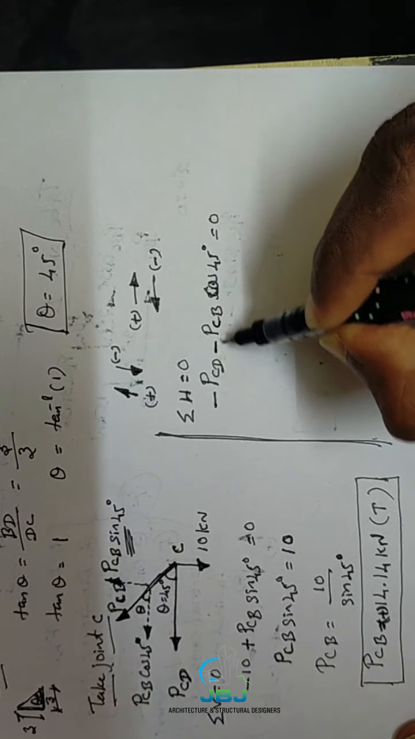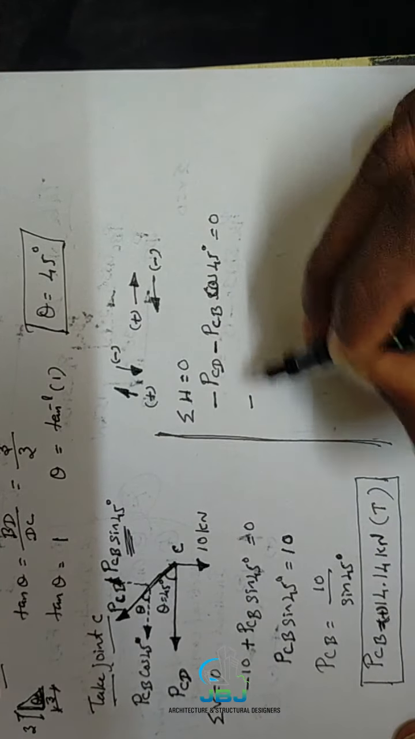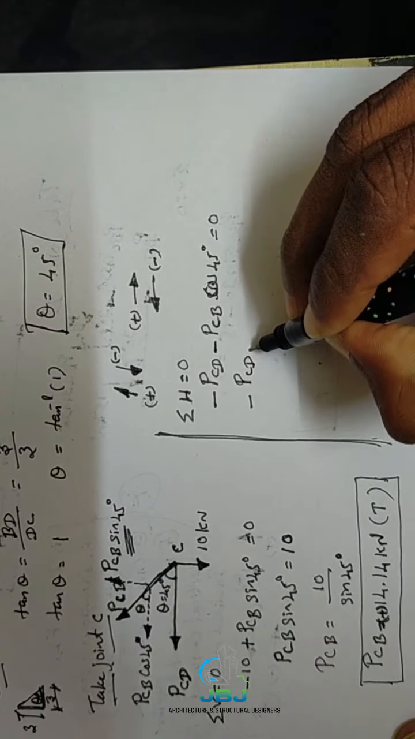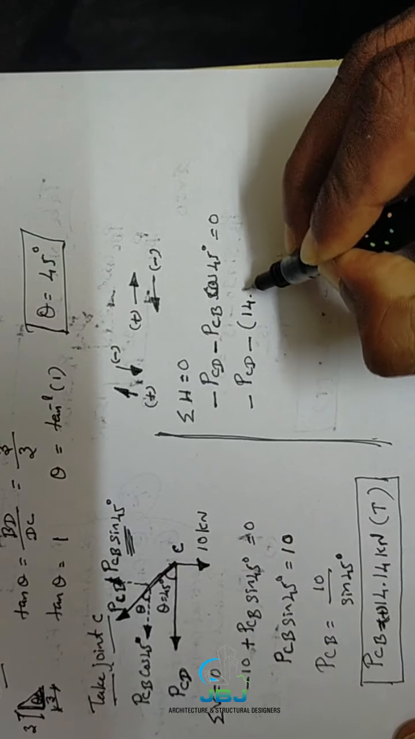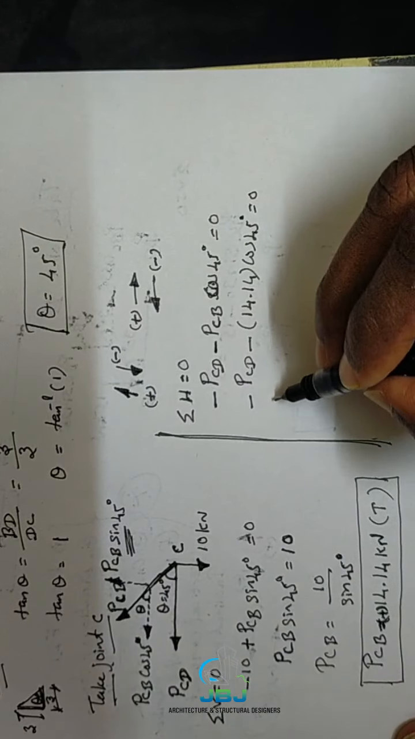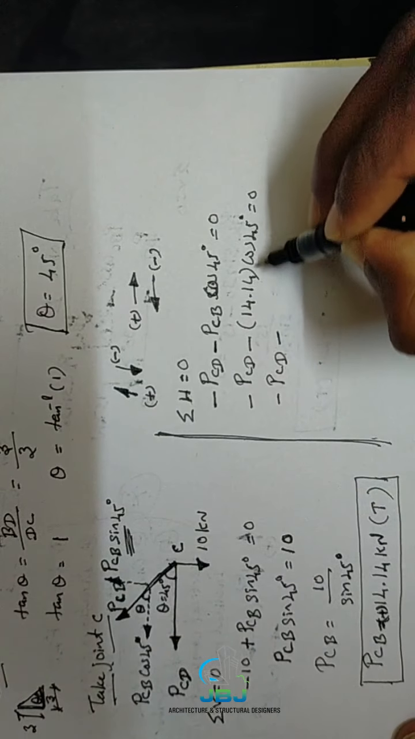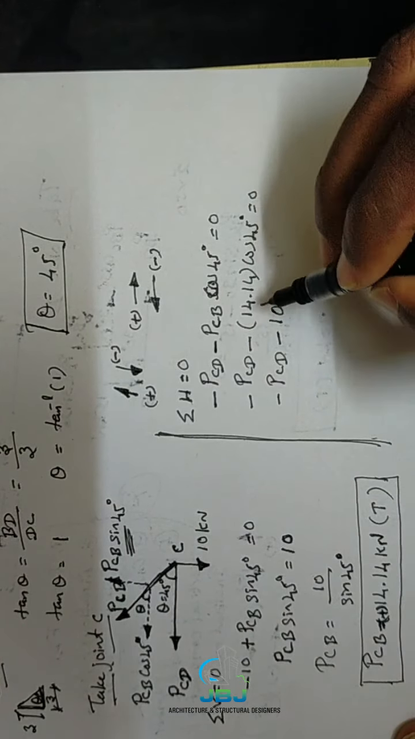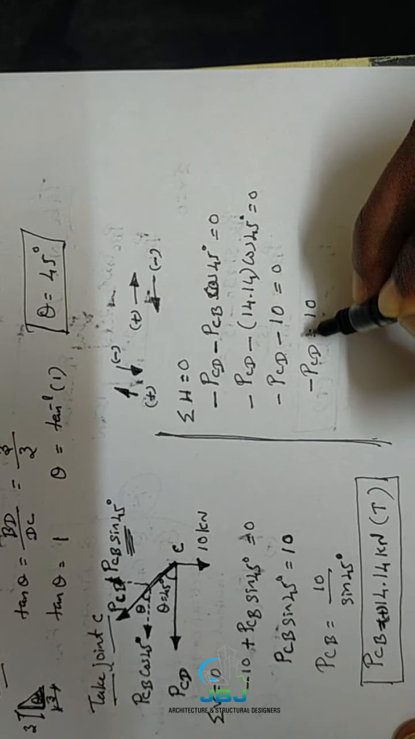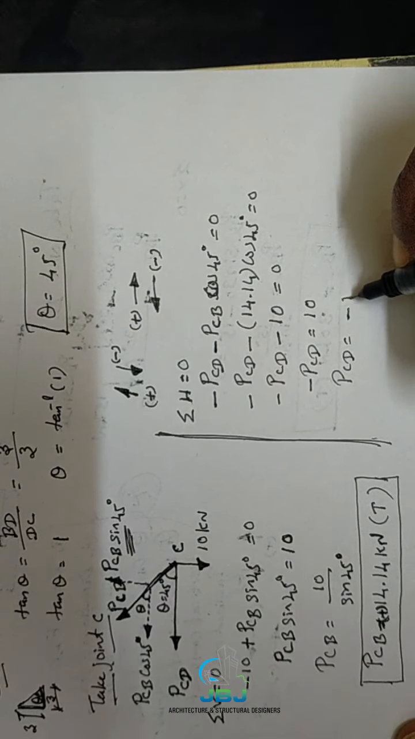Here you know the value of this PCB member, right? So you are going to substitute this value over here, because just before you found the value of PCB. So minus PCD minus, better to put in bracket, 14.14 cos 45 degree, that is equal to 0. So minus PCD minus, when you multiply this term you will get the value 10. Okay, that is equal to 0. So minus PCD equal to plus 10. So PCD equal to, at that time you get the negative sign.